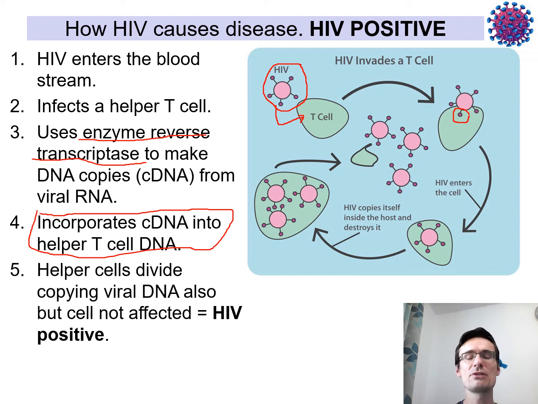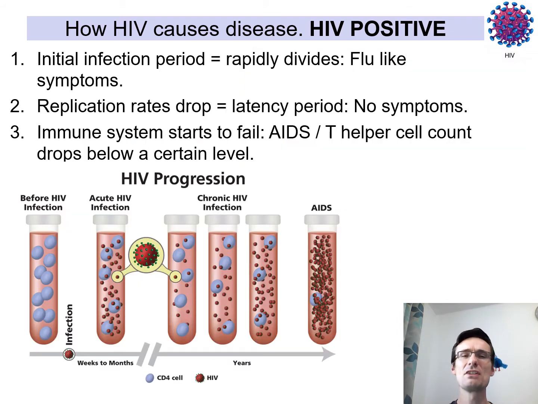Then as the host cell, the T cell, starts replicating, the viral DNA starts replicating with it, and it divides, making lots and lots of copies. So the viral DNA gets copied, but it obviously doesn't actually have an effect on you at the minute, and you are HIV positive.